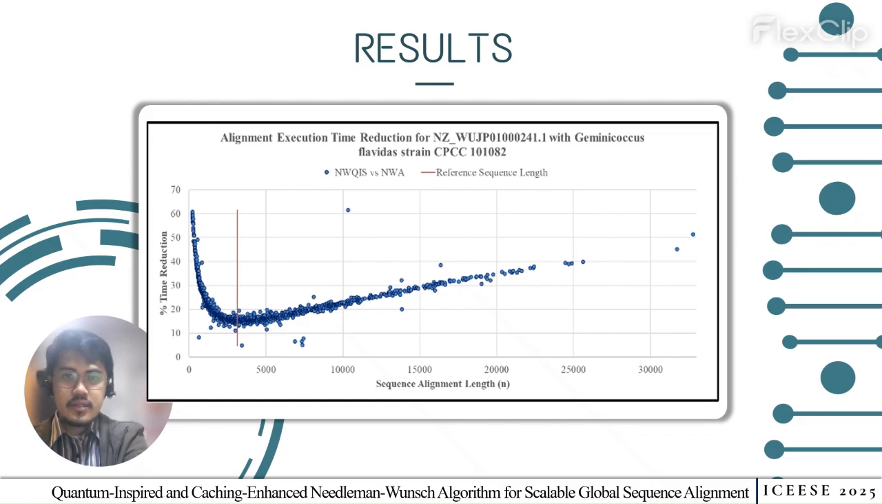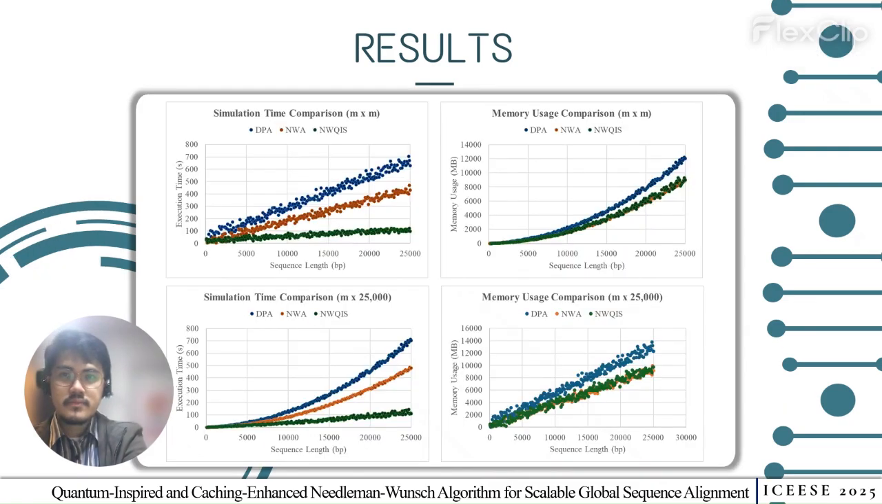However, as the difference between the lengths of the reference and the query sequences increases, NWQIS achieves greater efficiency. This confirms that it becomes more effective when handling more disparate sequence lengths. These figures collectively highlight the computational and memory performance of DPA, NWA, and NWQIS across varying sequence lengths.